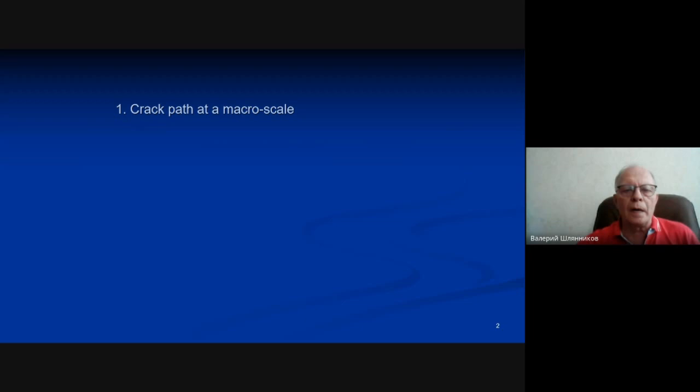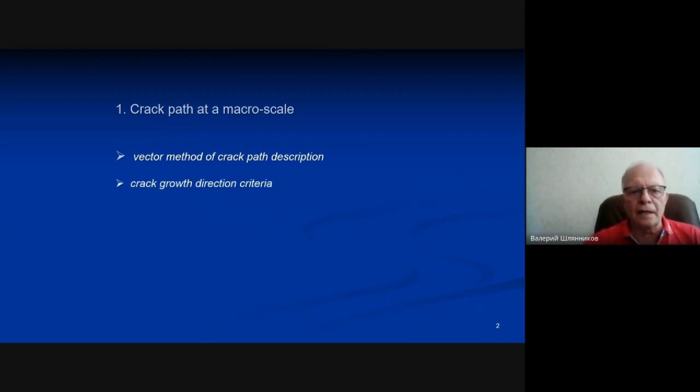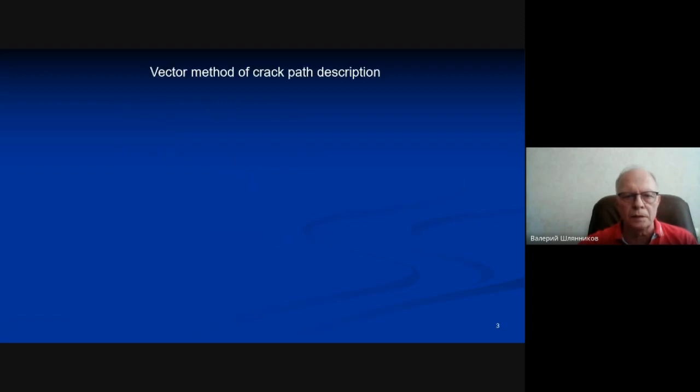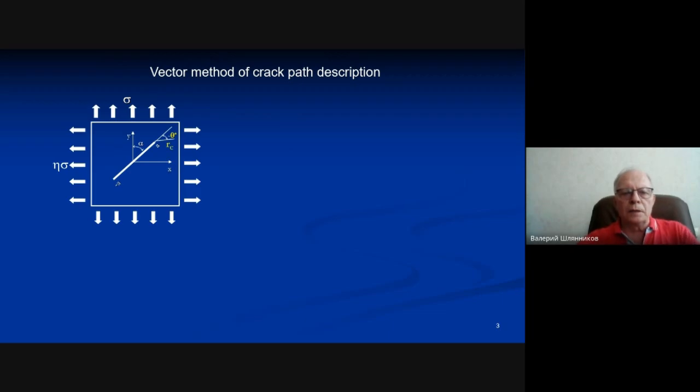The first part of my presentation is devoted to the classical approach of fracture mechanics at macro scale. This part includes the vector method of crack path prediction, crack growth direction criteria, definition and determination of fracture process zone size, and finally experimental results on measurements with digital image correlation. I would like to start this part of my presentation with a question.